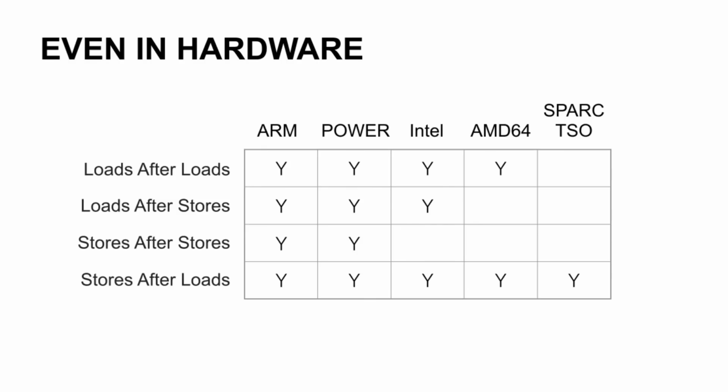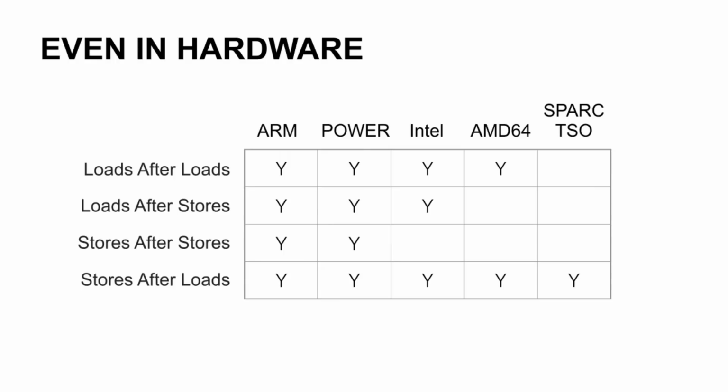ARM will reorder pretty much everything. It'll move loads after loads, loads after stores, stores after stores, and stores after loads, as long as they're not to the same variable. If they're to the same variable, we need to keep them in order. Power does the same thing. Intel will reorder quite a few things. It will move a load after a load. It'll move a load after a store, or a store after a load. But it won't reorder two stores.